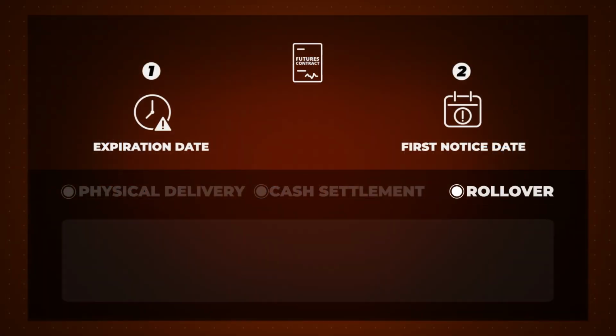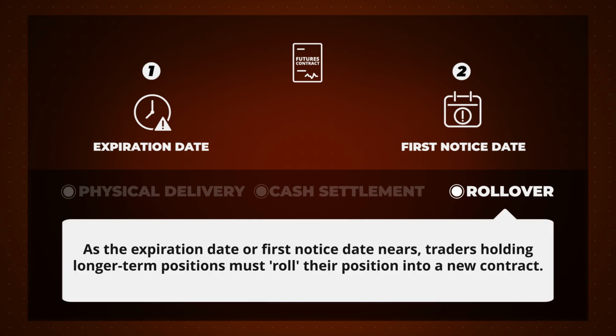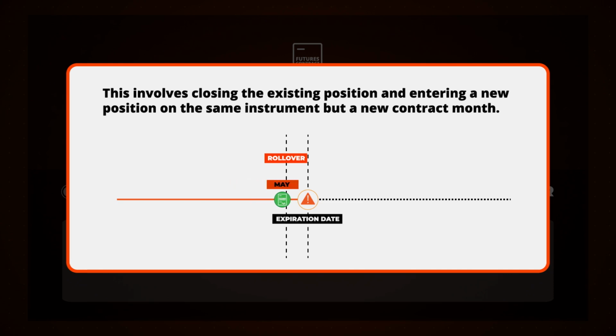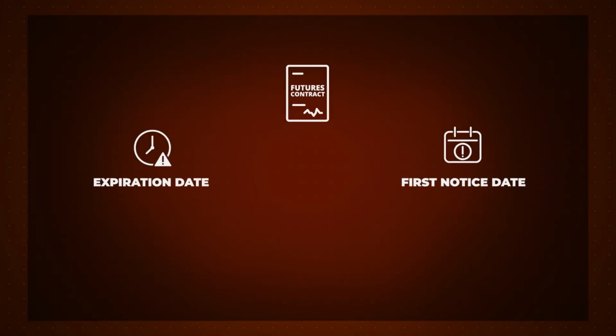Which brings us to rollover. As the expiration date or first notice date nears, traders holding longer-term positions must roll their position into a new contract. This involves closing the existing position and entering a new position on the same instrument, but a new contract month. Understanding the expiration date, first notice date, and the concept of rollover is vital in futures trading.